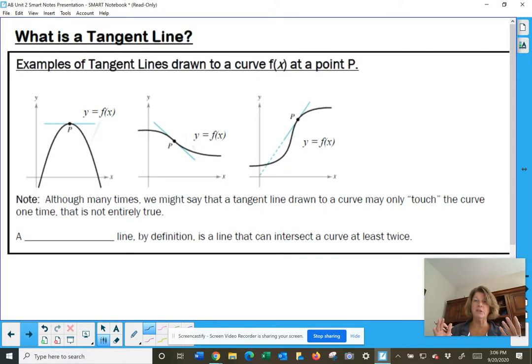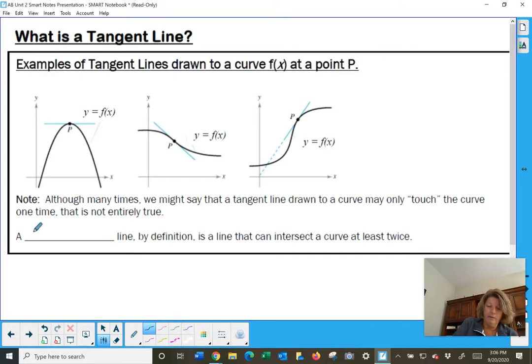So what is a tangent line? Examples of a tangent line drawn to a curve, f of x at a point P, and you're looking at 3 examples there. And it says, note, although many times we might say that a tangent line drawn to a curve may only touch the curve one time, that's not entirely true. A tangent line, by definition, is a line that can intersect a curve at least twice. So we'll see some examples of that occurring.